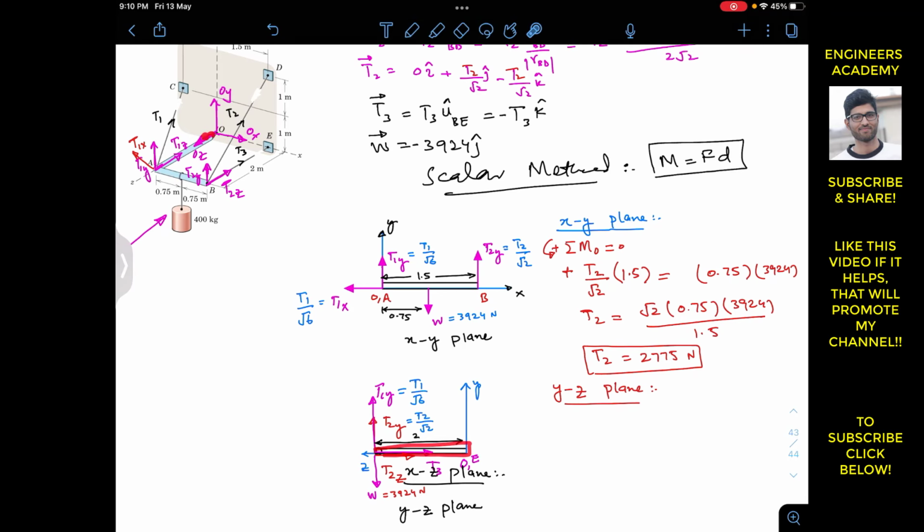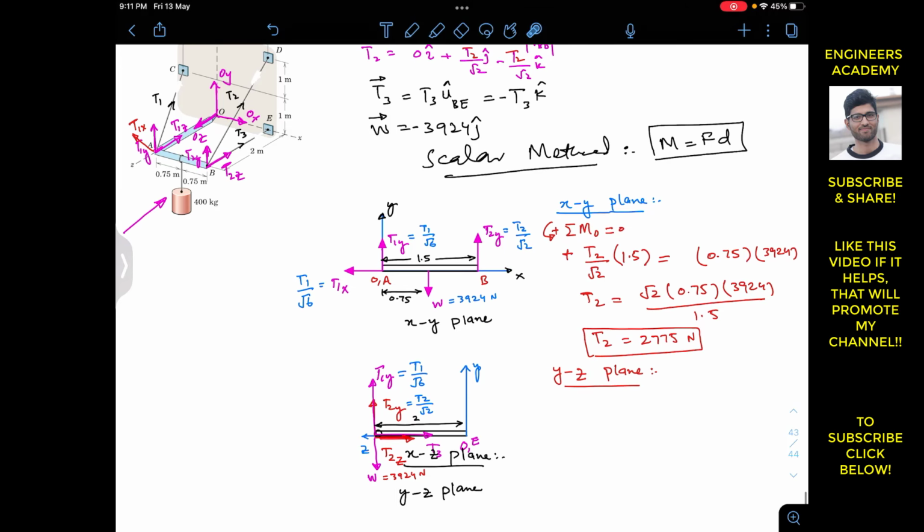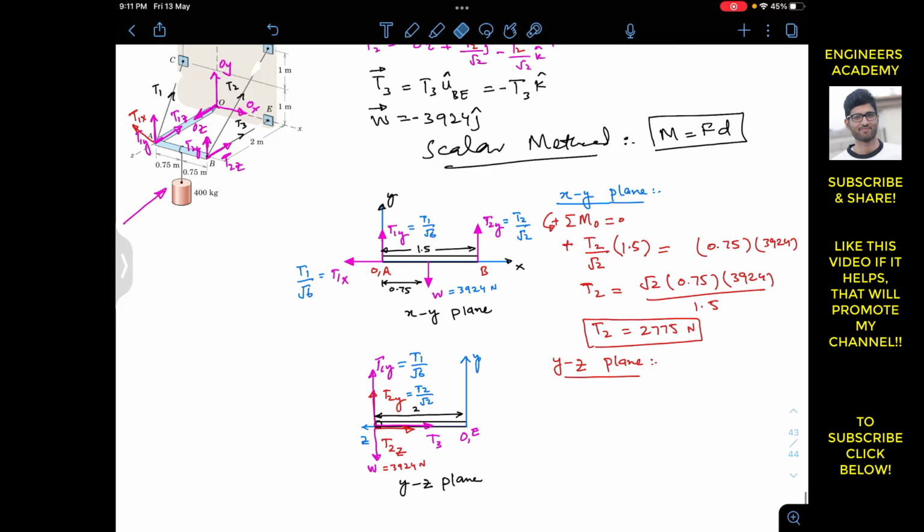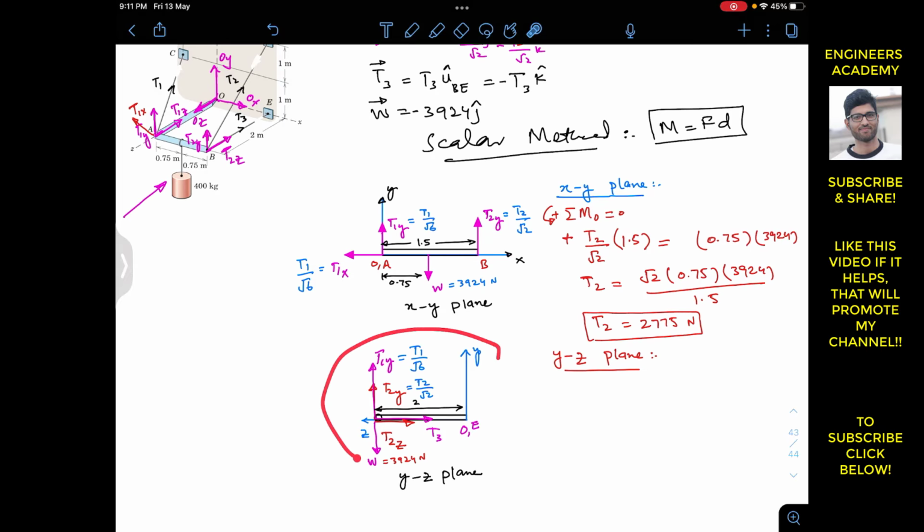We will have this part of the boom, which has a length of 2 meters. And then we will be able to see this T2Z component, which is here. This red one is T2Z. Then we will be able to see this T3, since T3 is acting along the Z axis, T2Z, T2Y, and T1Y, and the weight. From this direction, the weight is acting at a distance of 2 meters. So this is the weight that is at a distance of 2 meters from the x-axis or from the point O. So now this is our YZ plane. This is our projection of the YZ plane of that whole system.